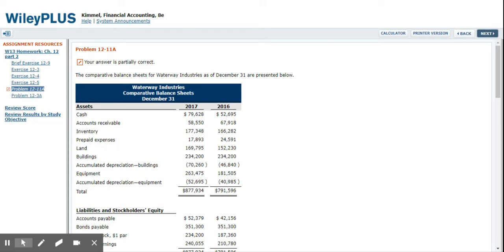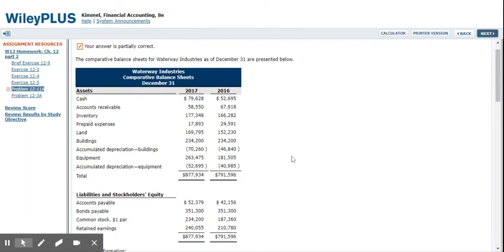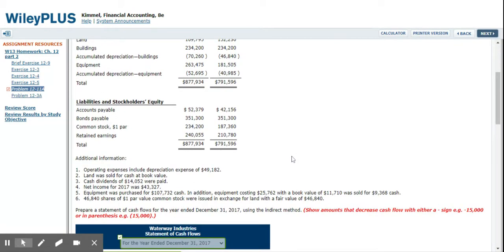Hi everyone, so today I'm going to be going over problem 12-11A with you guys, and as you can see I got it partially correct, but I did get it figured out so you guys don't mess up on the same part that I did.